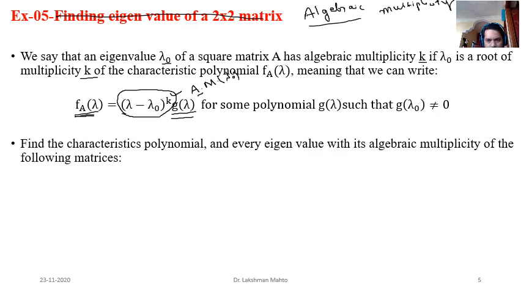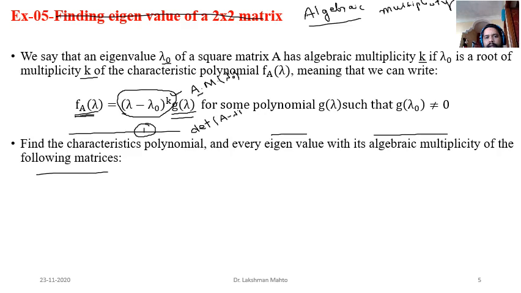So here we have to find the characteristic polynomial, then we will find the eigenvalues, then we will find the algebraic multiplicity of the following given matrices. So three things we have to find. First, we have to find the characteristic polynomial. How will we get the characteristic polynomial? By just finding the determinant of A minus lambda I. That will give your characteristic polynomial.